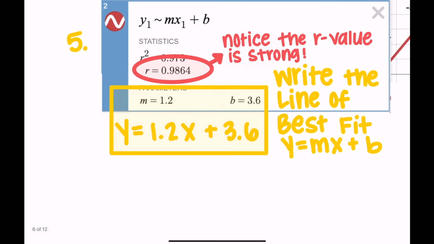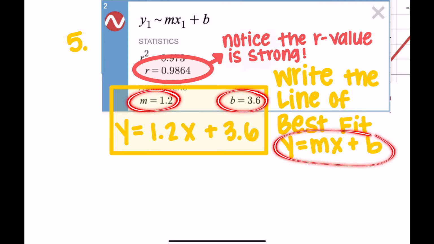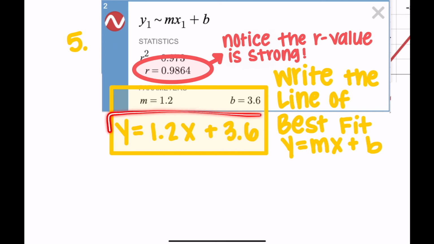That's going to give you all of our important information for the line of best fit. First off, you will notice that it gives you an R value. So remember, that's your correlation coefficient. So it should be strong because this is the line of best fit. It also shows you your m and your b value. So we want the equation y equals mx plus b. So we're simply going to take m and plug it in and b and plug it in. That gives us our line of best fit.